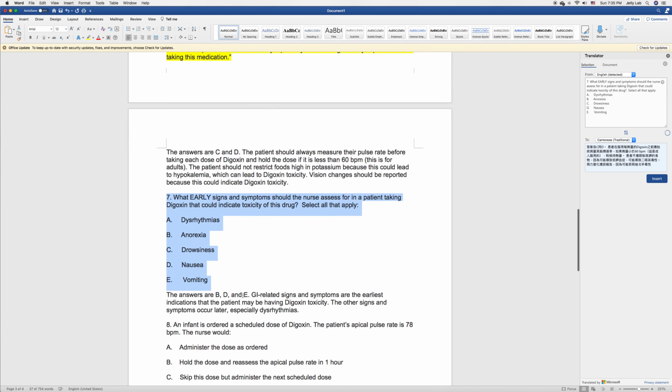7. What early signs and symptoms should the nurse assess for in a patient taking digoxin that could indicate toxicity of this drug? Select all that apply. A. Dysrhythmias, B. Anorexia, C. Drowsiness, D. Nausea, E. Vomiting.